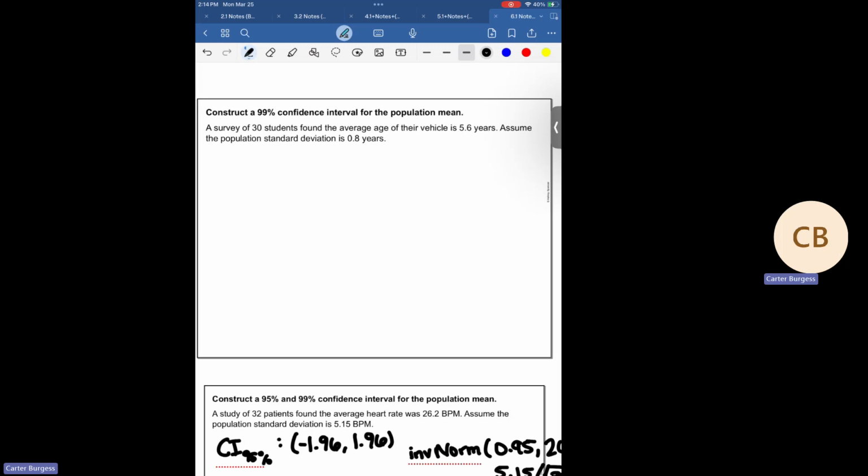Silly. Okay, so 0.99, the mean is 5.6? Yeah. Standard deviation 0.8 divided by the square root of 30. And we're really saying that we need, that's silly. Okay.